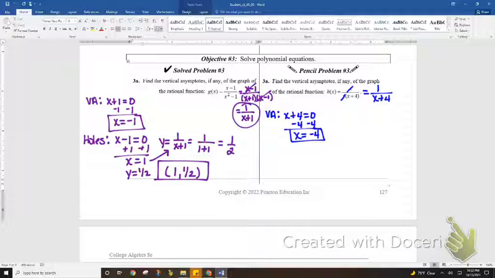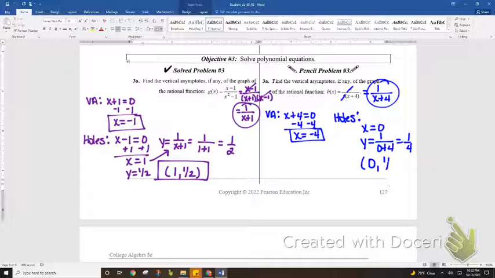Do we have any holes? Did we have anything cancel? We did. So we're going to set that canceled factor equal to 0 and solve. Well, it's already solved for x. Once you find x, remember, plug it into your simplified rational function up here to solve for the y value. And so we got 1/4. And so our hole is when x is 0 and y is 1/4.